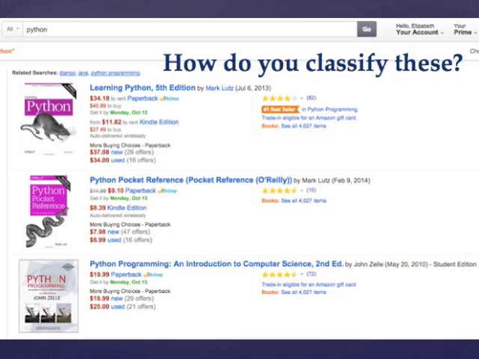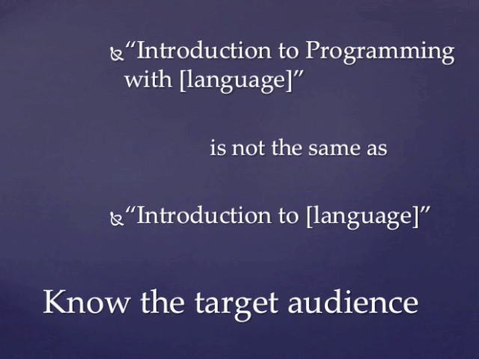And I'm going to take you through three basic steps. First, know the target audience of the book. Some of them are more clear than others, but a key component is the title. For example, Introduction to Programming with Language is very different than Introduction to Language. Usually the top one, Introduction to Programming with Language, is more geared towards absolute beginners, versus things that just say Introduction to Language, like Introduction to Python, which are geared towards more experienced programmers who are trying to pick up a new language.